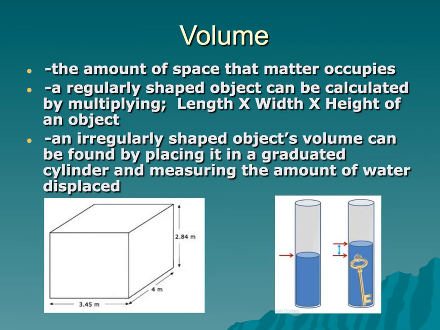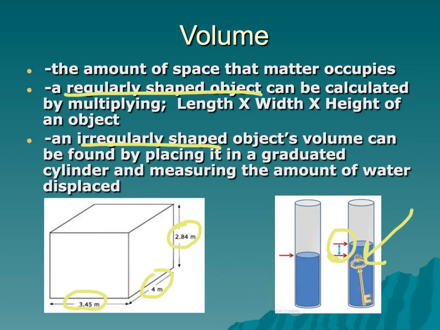Now in class, we have found the volume of an irregularly shaped object. In this case, we have a key. We have found the volume of minerals, right? You put the mineral in a graduated cylinder to see how much water it displaced, and that was the mineral's volume. We can also find the volume of a regularly shaped object. We can simply calculate the length times the width times the height, which gives us the volume. And we use that measurement to find the object's density.